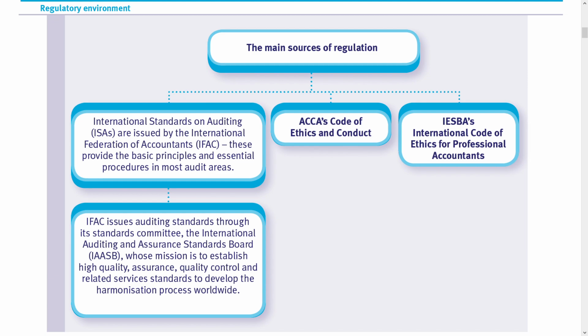All your standards on auditing, right? International Standards on Auditing are issued by IFAC. So IFAC is the board that regulates this audit. They provide basic principles, and all the procedures in most of the audit areas are given by IFAC. What is IFAC? What do they do? They issue auditing standards through their committee. They have a standards committee. That standards committee is the IAASB, International Auditing and Assurance Standards Board.